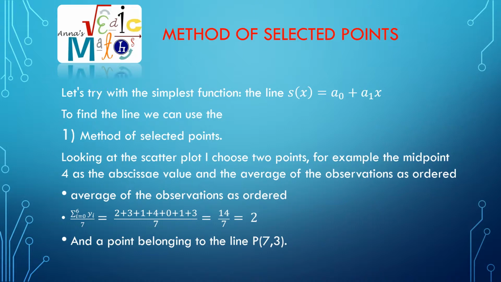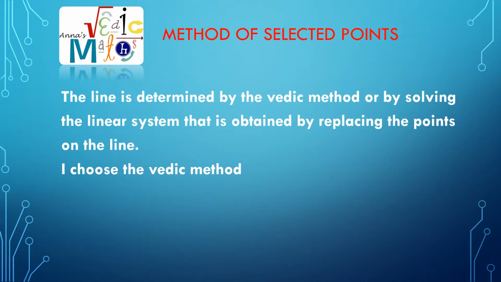So we have the point M equal to (4, 2). This is 1 point. The other point I choose is P (7, 3), a point that belongs to the line. The line can be found by the Vedic method or by solving the linear system that is obtained by replacing the points in the line. I choose, obviously, the Vedic method.